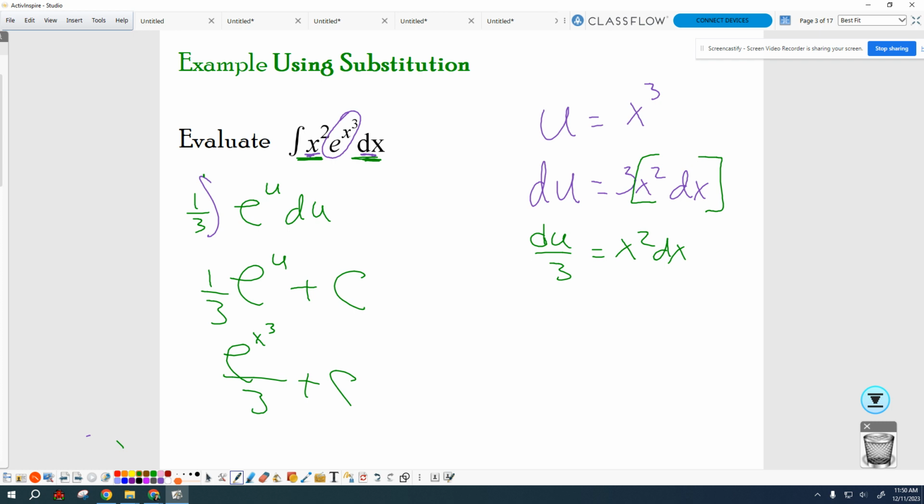Okay. But I said there were options. The heart surgeon sees things differently. That student was like, I see this. I want it to be e to the x cubed. Okay, e to the x cubed is e to the x cubed times the derivative of the exponent.